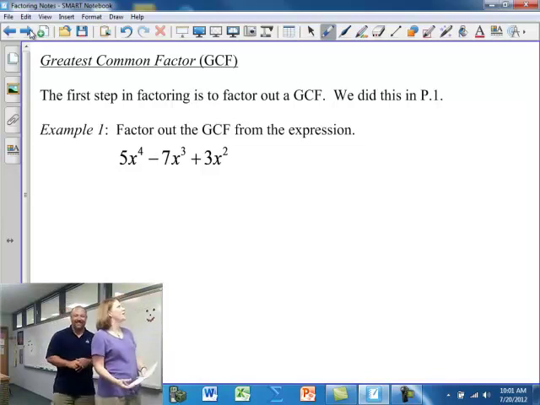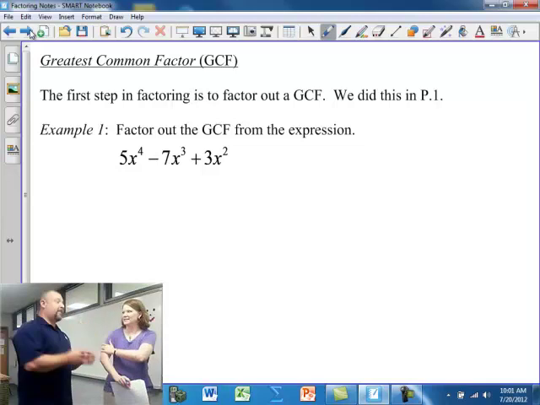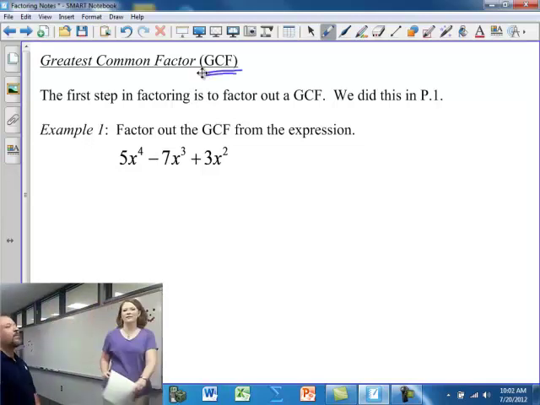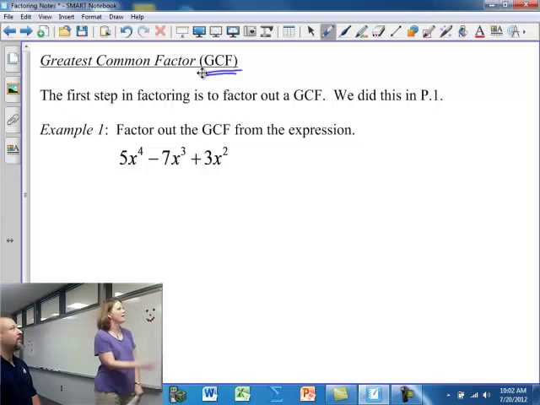Pretty much, yeah. All right, the first step in factoring is to take out a greatest common factor. Is there one thing in everything that can come out? Okay, so we have 5x to the fourth minus 7x to the third plus 3x squared. So look at the numbers, 5, 7, and 3. Nothing in common. That's what the C for common factor is. Then x to the fourth, x to the third, and x squared.